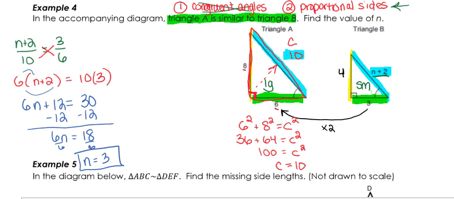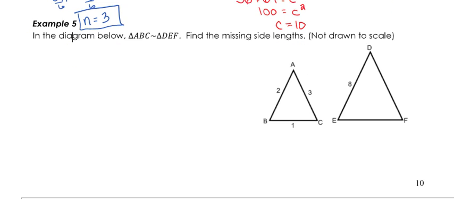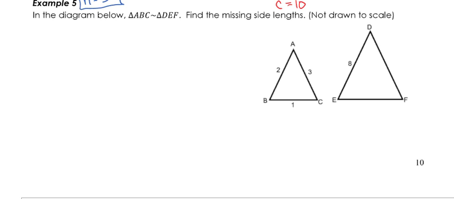That one was tricky because we really had two steps. We had to do the Pythagorean theorem first in order to find our hypotenuse, and then secondly, we had to do the proportion. All right, let's take a look at one more example.